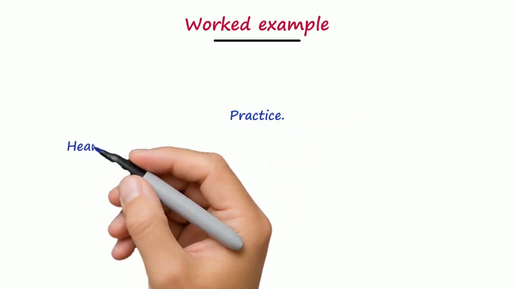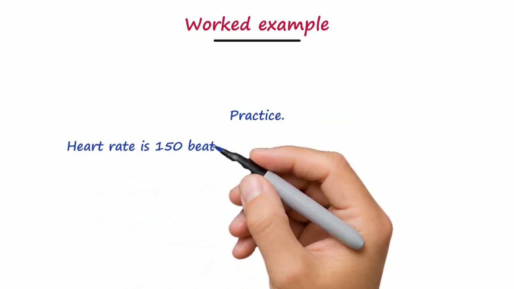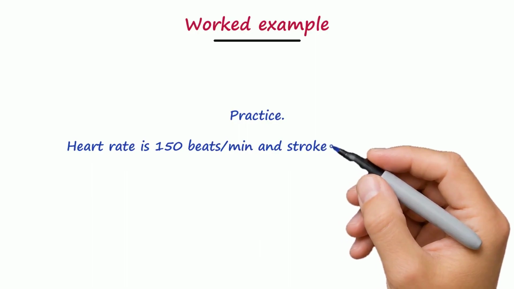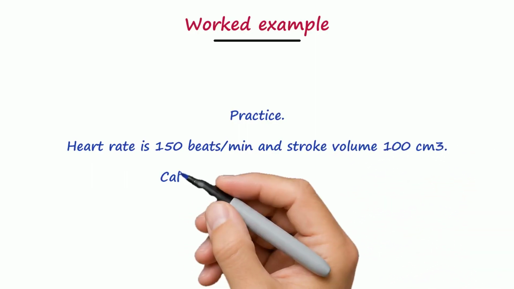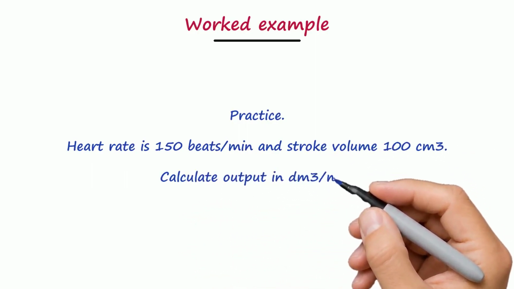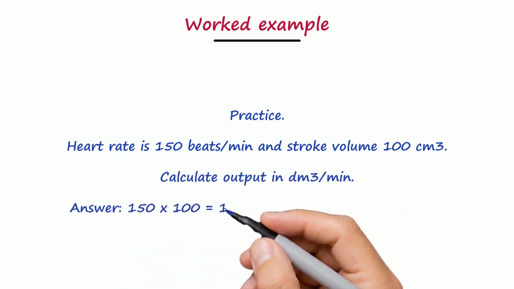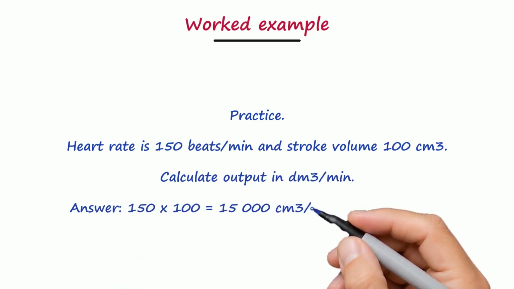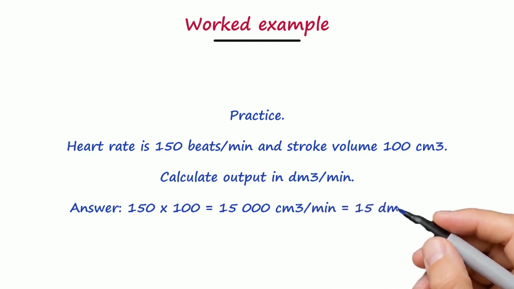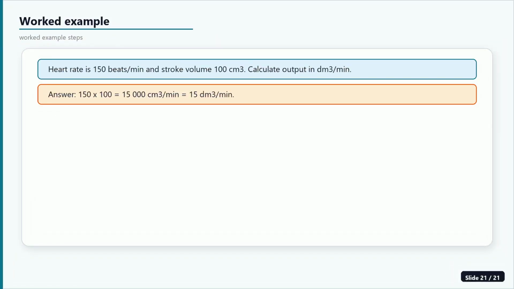Practice. Heart rate is 150 beats/minute and stroke volume 100 cubic centimeters. Calculate output in dm3/minute. Answer: 150 x 100 equals 15,000 cm3, all over minute equals 15 dm3/minute. Check that units cancel cleanly. If they do not, the setup is wrong even before the arithmetic.